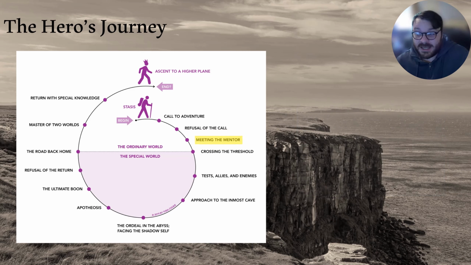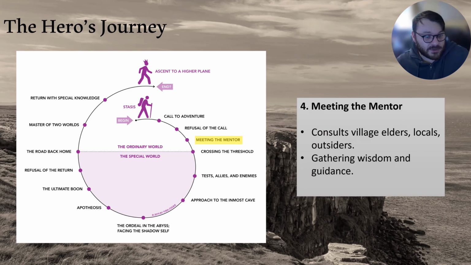Then we begin step 4, which is meeting the mentor. So Lachlan could consult the village elders, or some local legends, or perhaps even some outsiders who are familiar with the broader political landscape. So that could be our visitor from the lowlands, or he might travel to a neighbouring village or one of the big cities or towns nearby just to try and find out what's actually going on here. And this will help him gather some wisdom and some guidance for the challenges ahead.